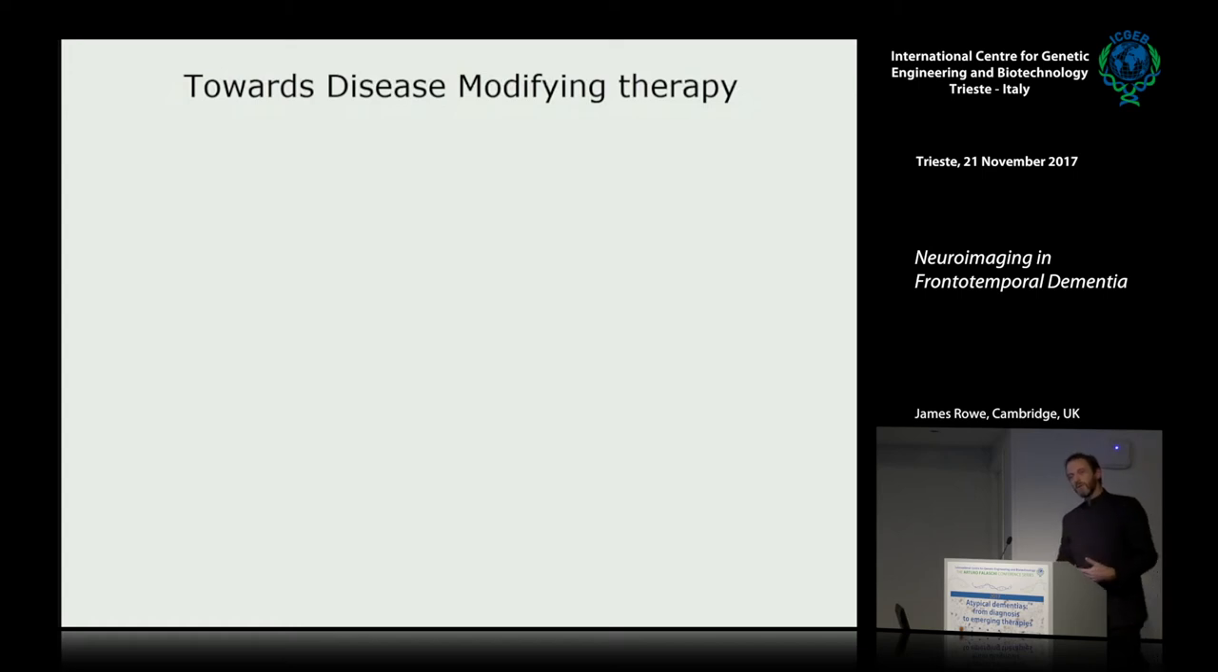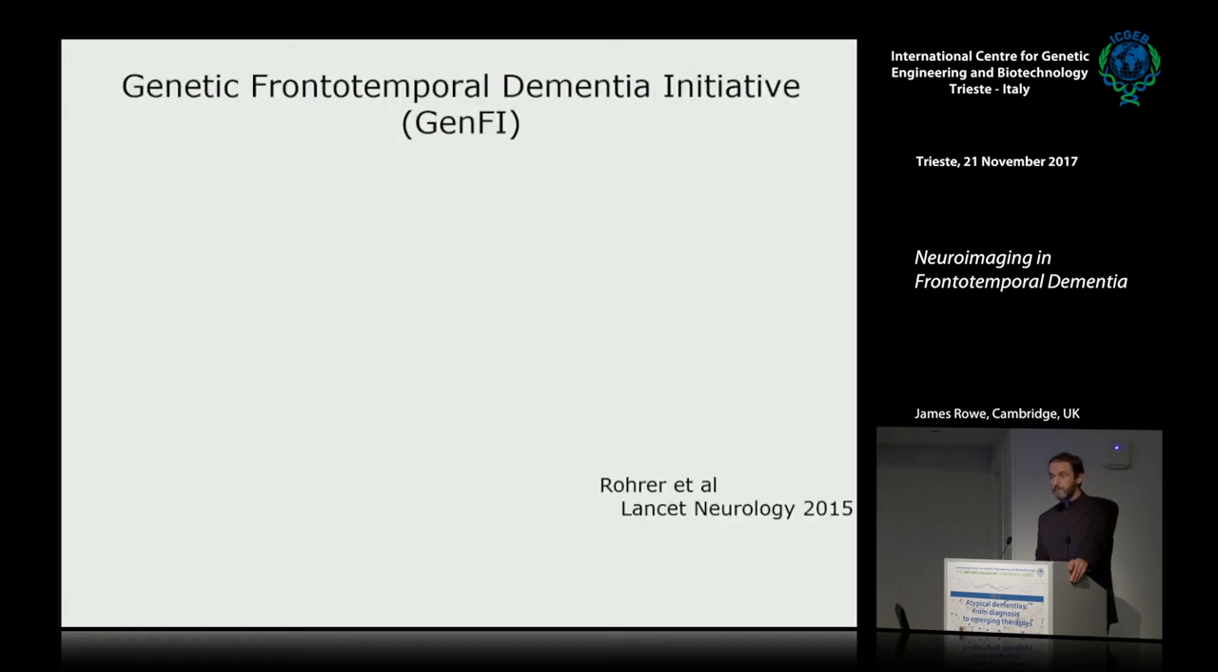How are we going to take this forward, though, to disease-modifying therapies? Here I'm going to switch back to fMRI. Many of you will know the GenFI study, the Genetic FTD Initiative, a European and Canadian, I think, and now Australian, other international sites, looking at members of families where there's either progranulin, tau, or C9orf mutations.